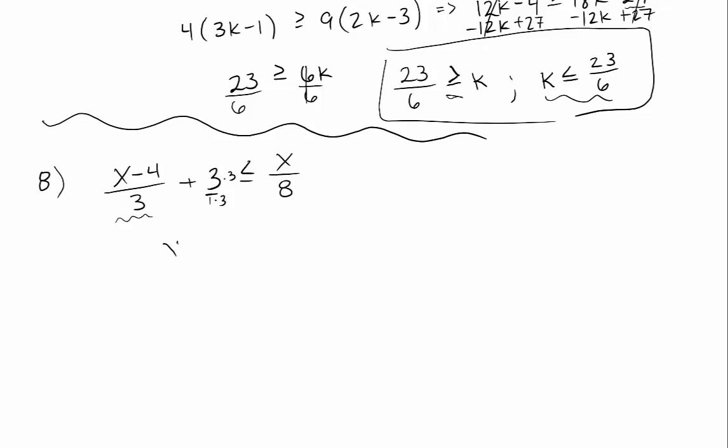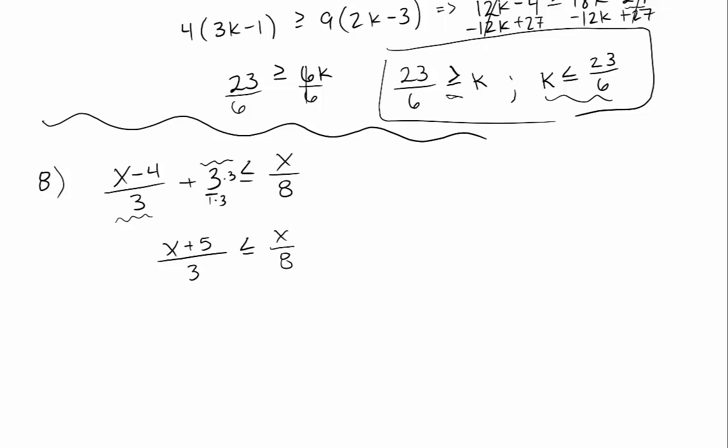And so now I'm just going to do this in one step: x, and then I have minus 4 plus 9. Minus 4 plus 9 is plus 5. I hope you can all see what I did there. Minus 4 plus this 9 over here is plus 5, and it's all over 3. And I didn't multiply or divide by a negative, so it's still less than or equal to x divided by 8.